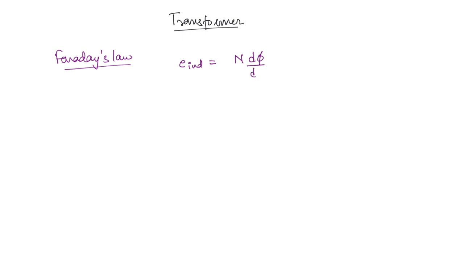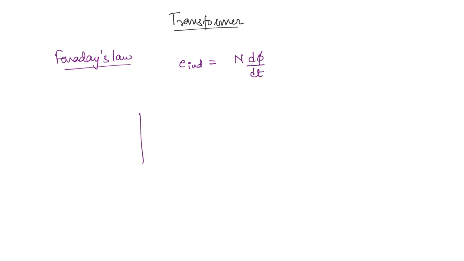Now we will start with the very first electrical machine, which is the transformer. Okay, so what is the basic working principle of transformer? It is the Faraday's law. Okay, so what does this state mathematically? E induced is equal to N times d phi by dt.